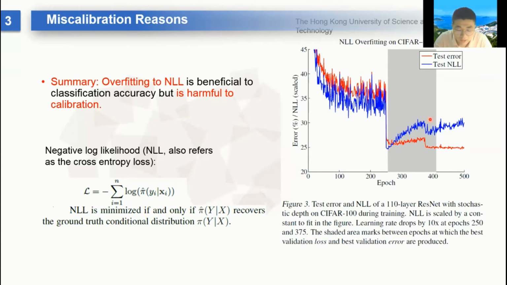Overfitting to the error is beneficial to classification accuracy on CIFAR-100. Test error drops 2% in this region. This phenomenon gives a concrete explanation of miscalibration. Overfitting to error is harmful to the calibration.